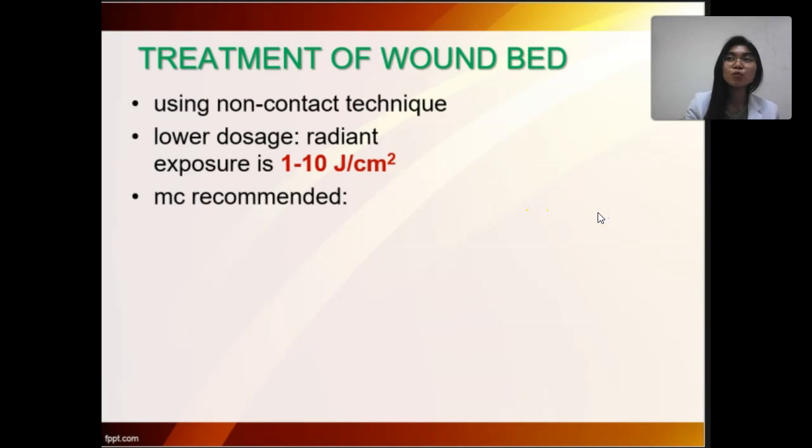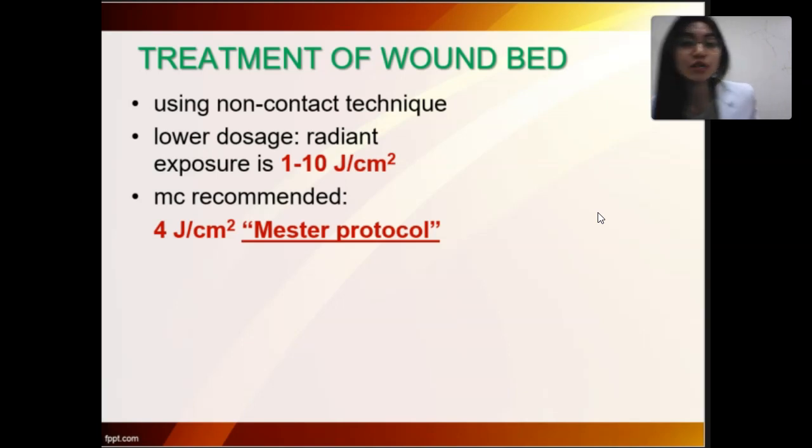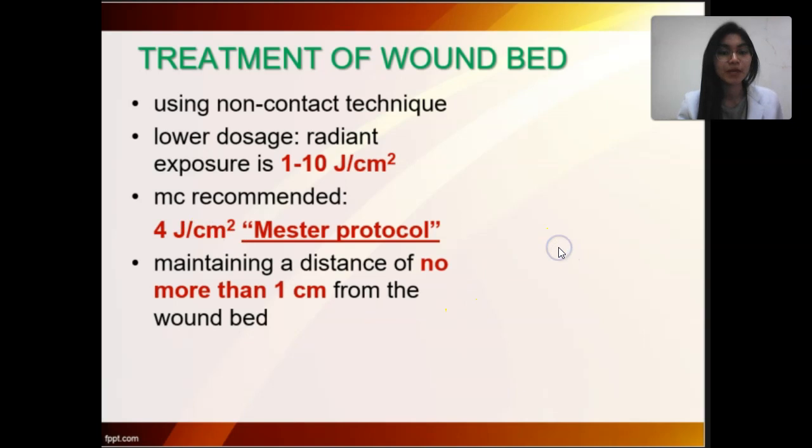No? Most commonly recommended is the Mester protocol na sinasabi. Okay? So, ibig sabihin, pag nakita niyo sa exam, yung Mester protocol. Okay? Ang ibig sabihin nun, meron na kayong dosage agad, which is 4 joules per square centimeters. Okay? Now, maintaining a distance of no more than 1 centimeter from the wound. Ibig sabihin, even if it's non-contact, it should be as close as possible. No? Sabi, no more than 1 centimeter from the wound.